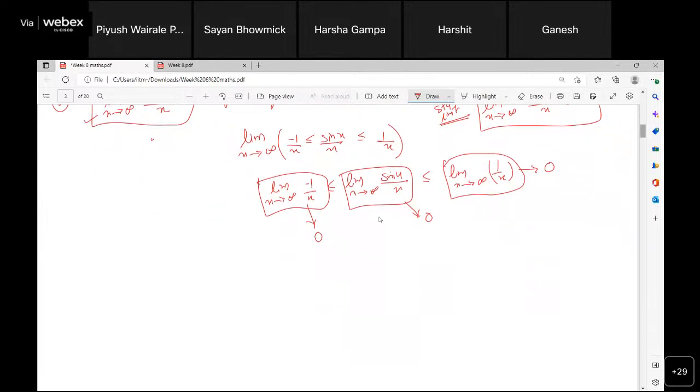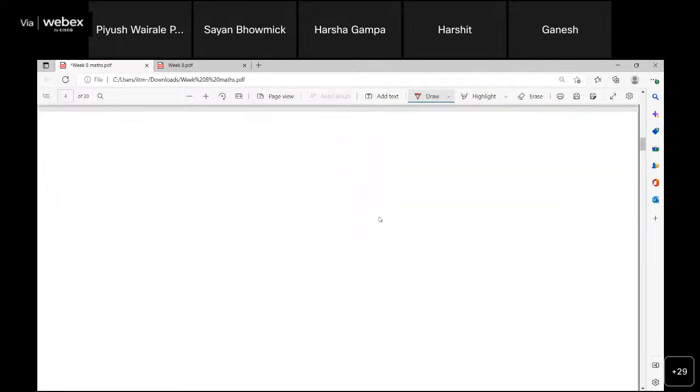Okay, let me take one example. Suppose, for example, I have this function: 3x plus 7 sin x on x plus 3. I want to find out the limit as x tends to infinity using the sandwich principle. How to do that?